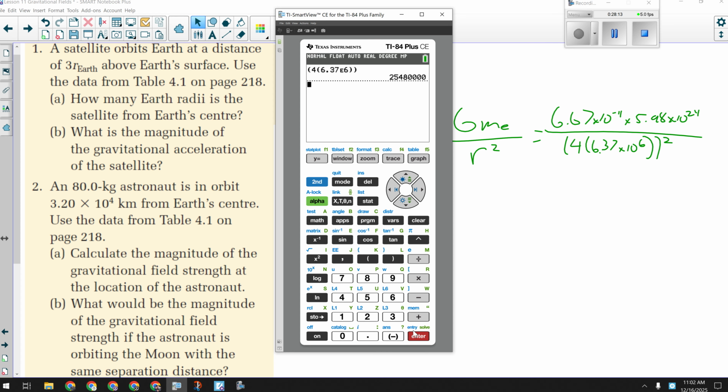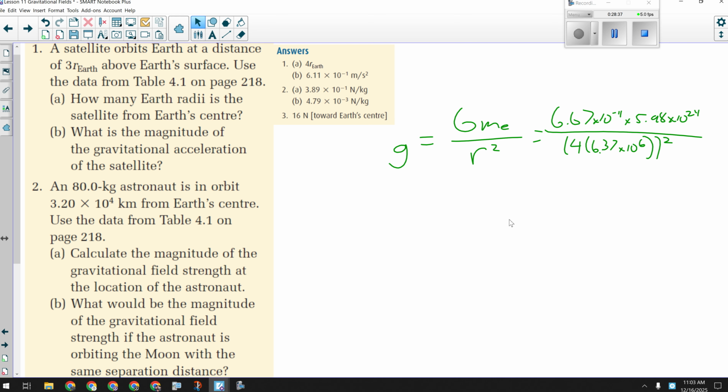Okay, so there's our radius that we're going to use. Then on the top we have 6.67 times 10 to the negative 11, times 5.98 times 10 to the 24. Close the top, and then divide by the bottom, which is that number there, squared. I think that's what they got, right? Yep, close. They get 0.611, we get 0.614.